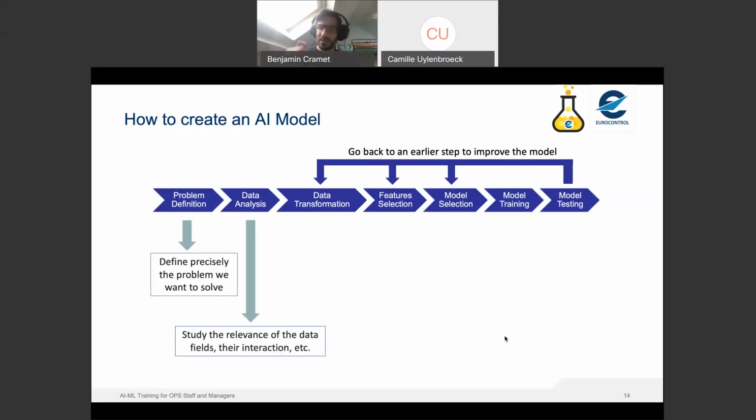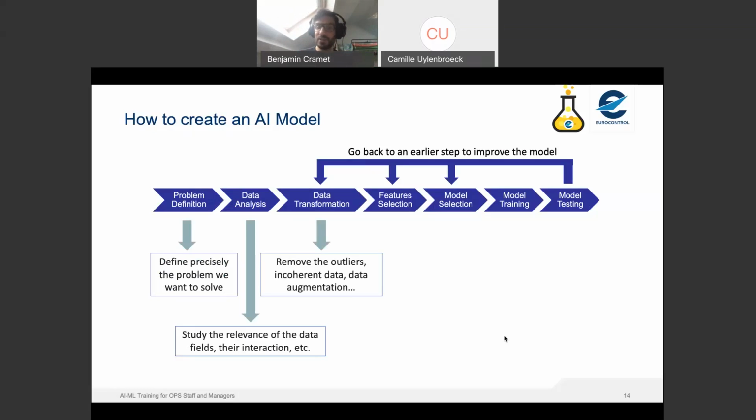Then data analysis, very important, as machine learning is based on data. So you will study the relevance of your data, the fields, the interactions. For the takeoff time, you may want to take into account the delay of the previous leg of the aircraft, or the time of arrival at the airport before the turnaround starts, etc. For yo-yo flight, you may want to look at the vertical profile of the trajectory, etc. So really study the relevance of data and what are the interactions, what are the fields that you have, etc.